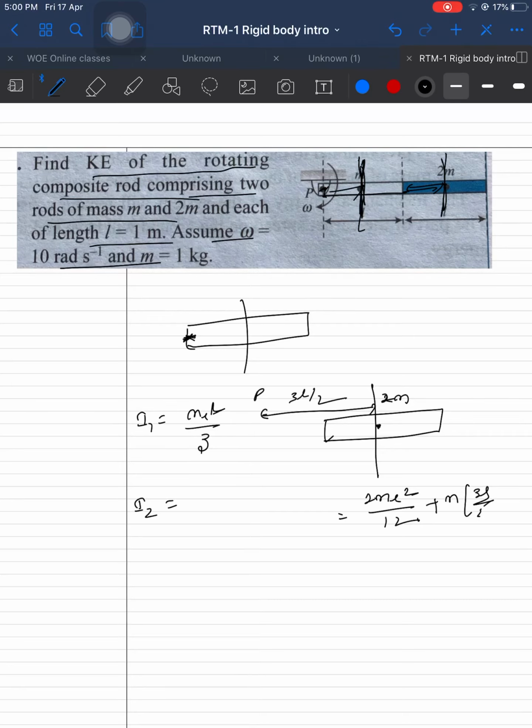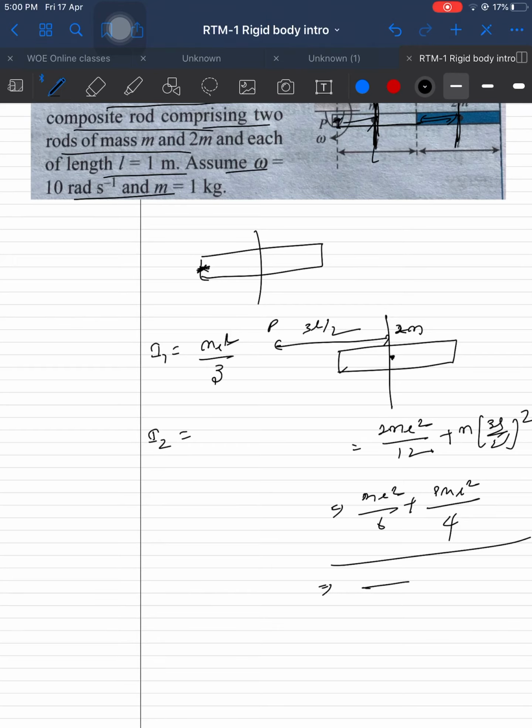If we simplify this part, the LCM of 6 and 4 is 12, so it is 2 plus 27 over 12, which gives 5 m L square by 12.